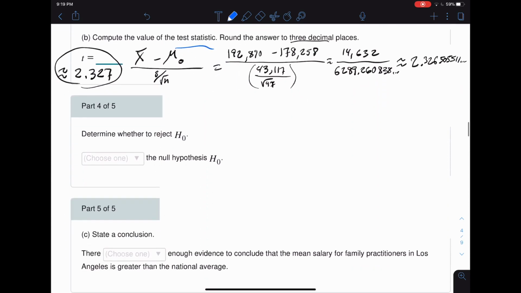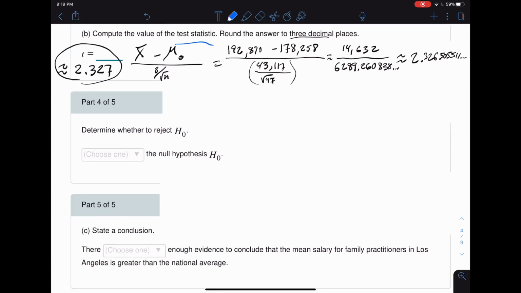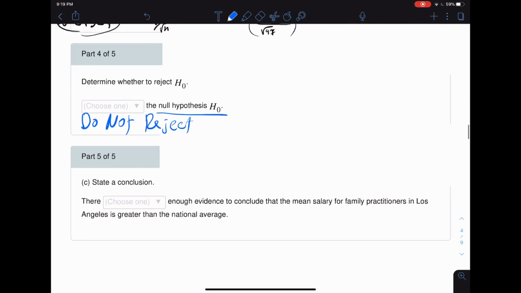So we go over here and it says determine whether to reject. No. Do not reject the null. Whenever you reject the null, you can make a nice strong statement. Whenever you do not reject the null, your statement is wishy-washy. And the statement is there is not enough evidence to conclude that the mean salary for family practitioners in Los Angeles is greater than the national average.